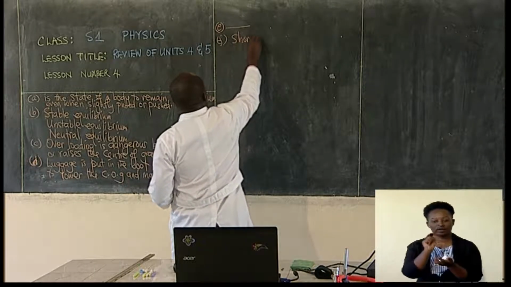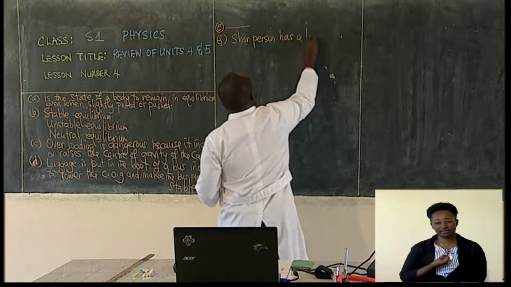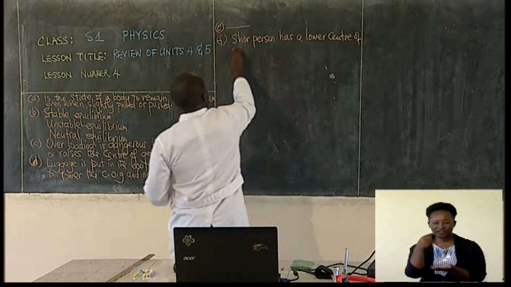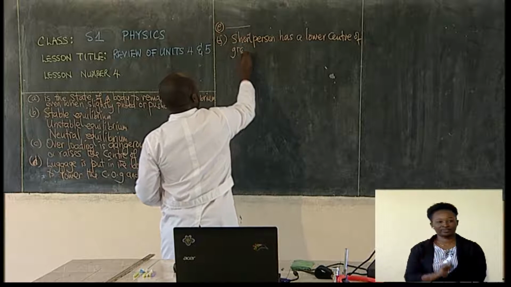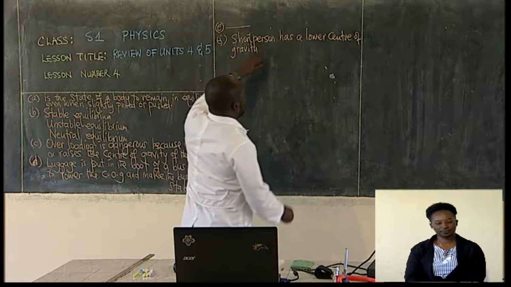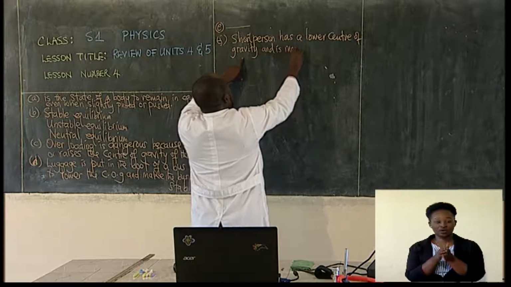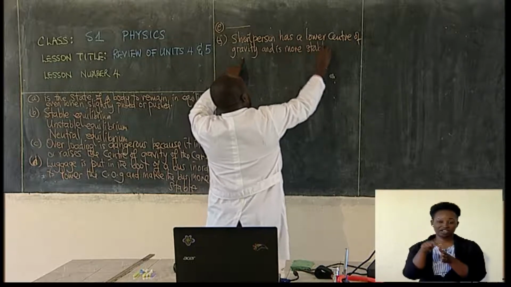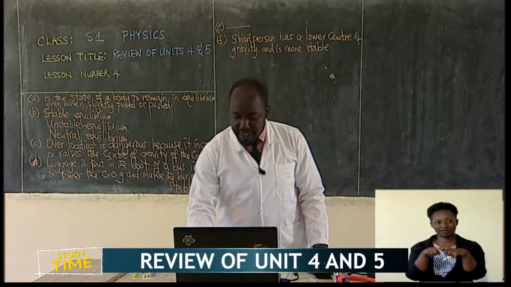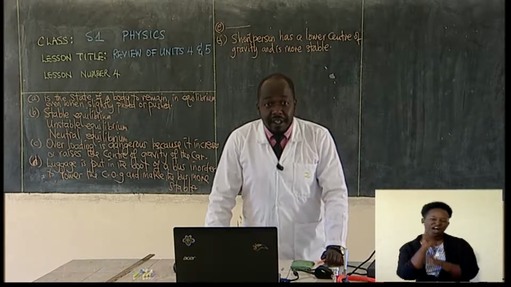So a short person has a lower center of what? Of gravity. Okay? A short person has a lower center of gravity and is more what? More stable. Because we said stability depends on the center of gravity. Okay, so I hope that is fine.